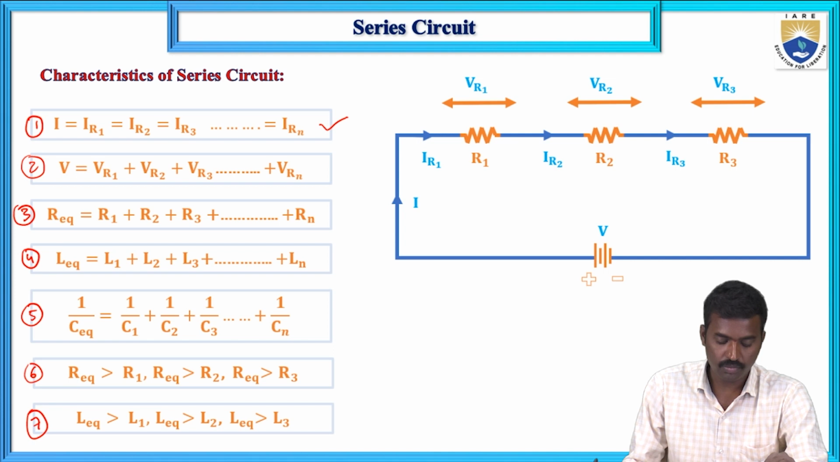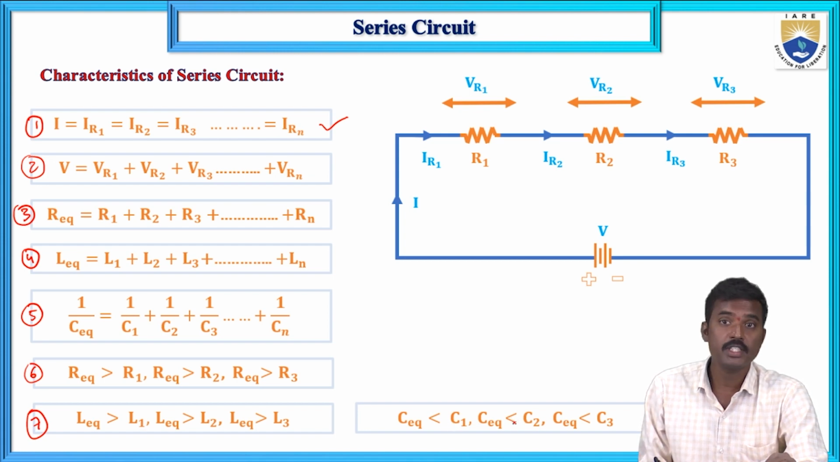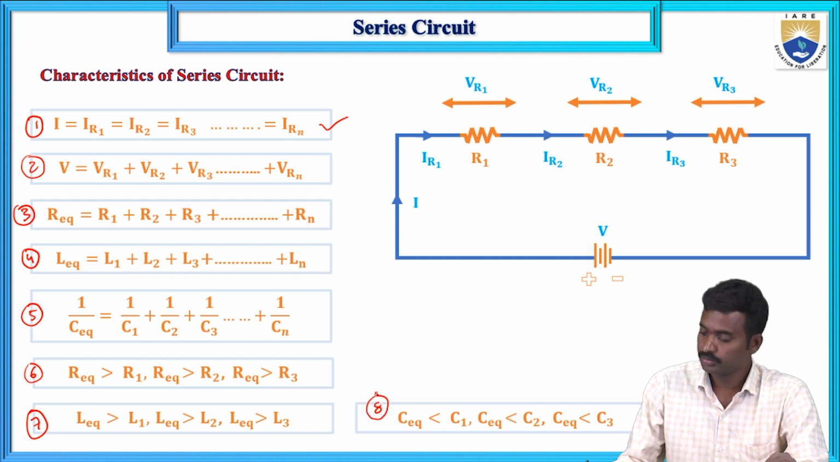Next, C equivalent is always less than C1, C equivalent is always less than C2, C equivalent is always less than C3. This is the eighth one. So C equivalent is the smallest of the individual capacitances.